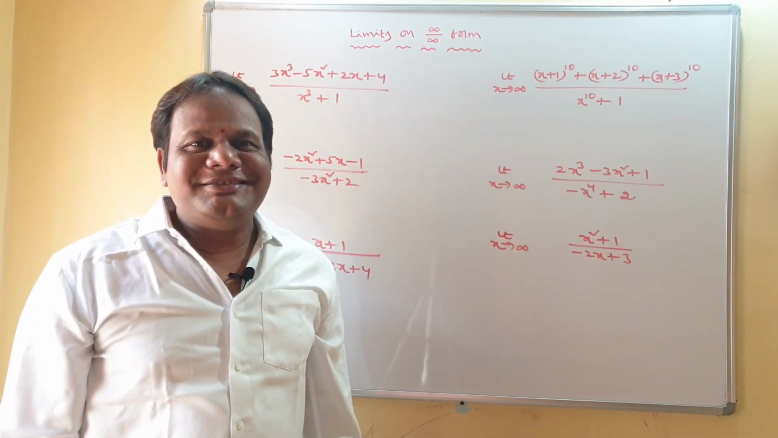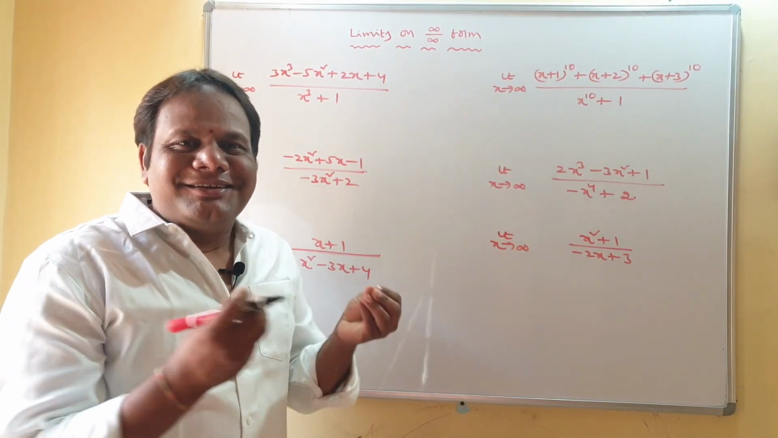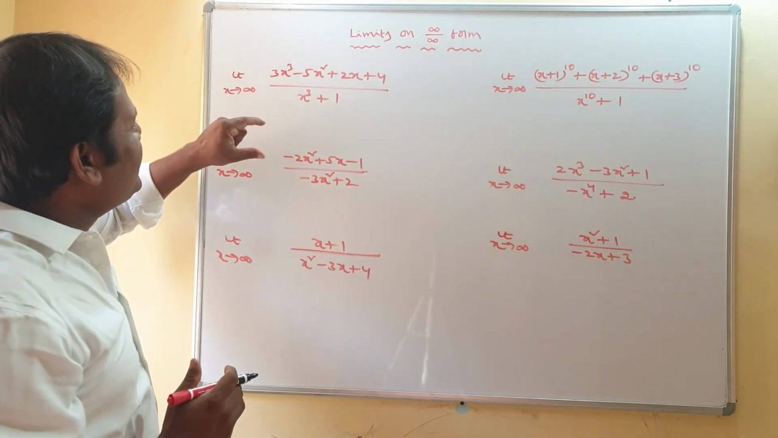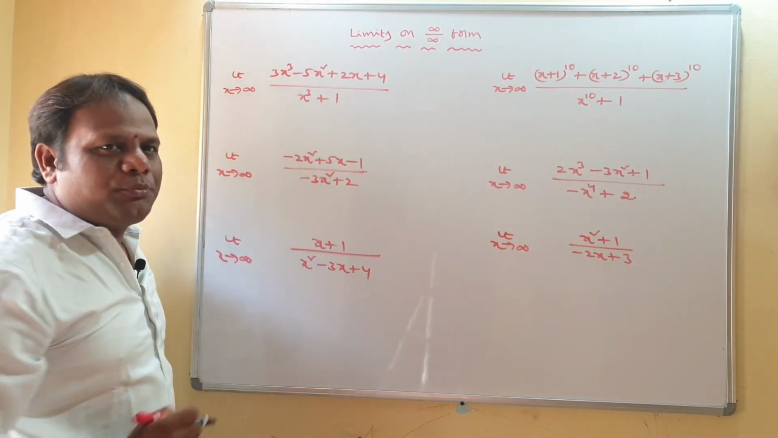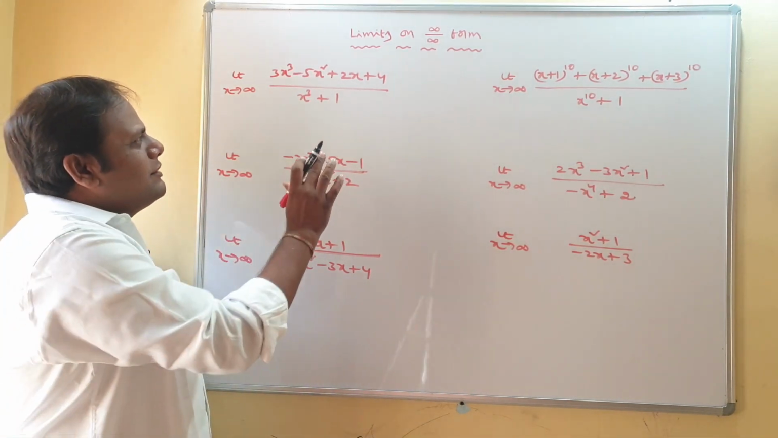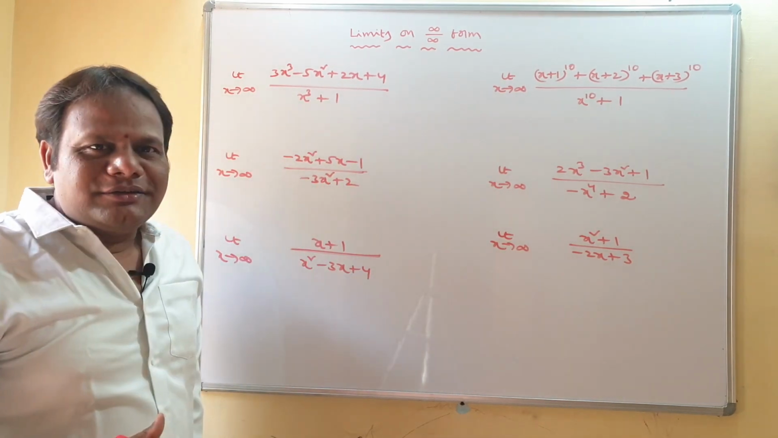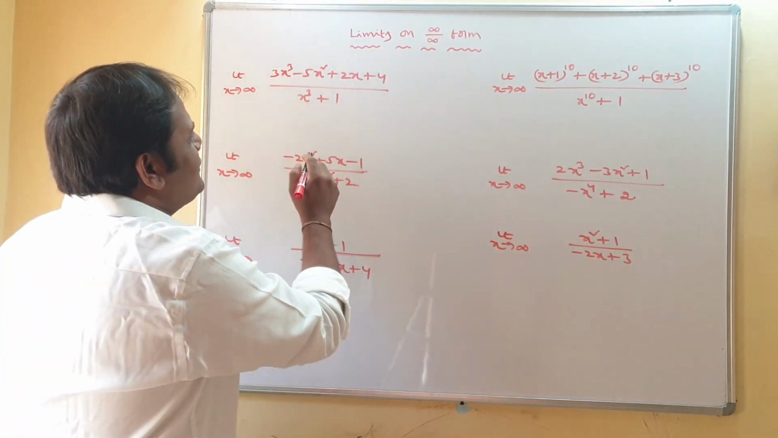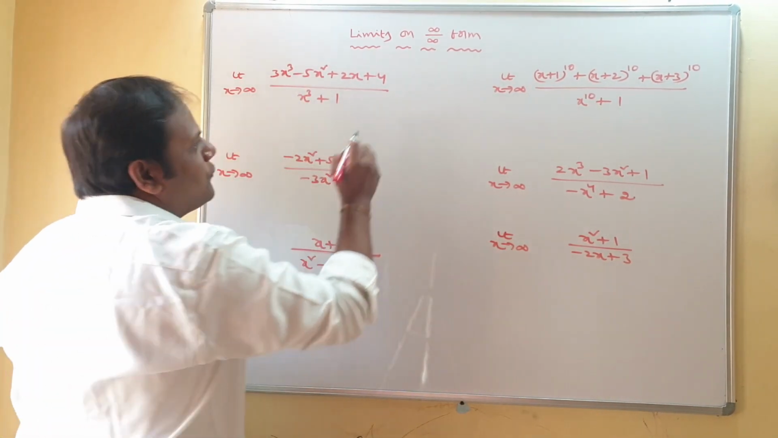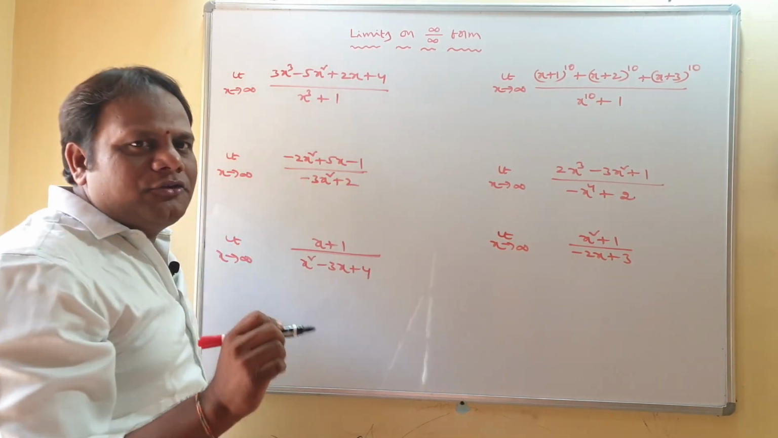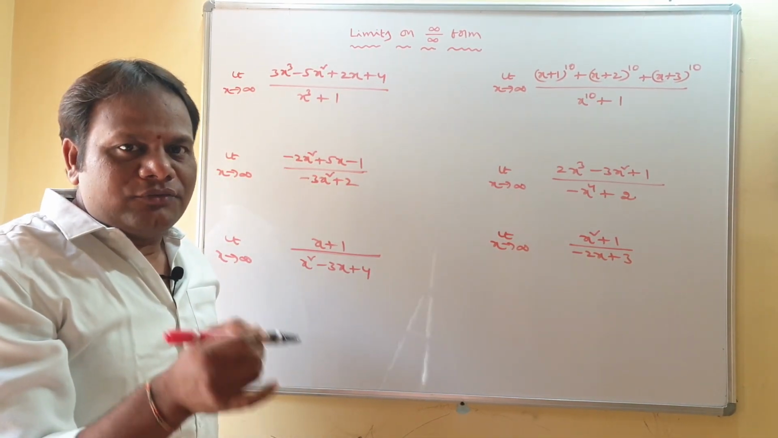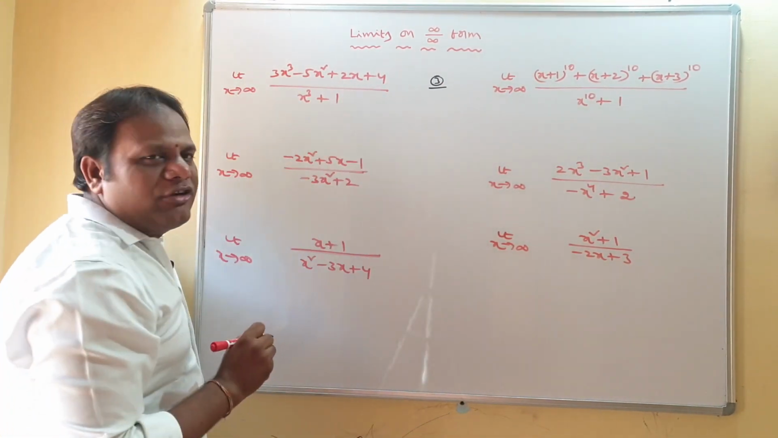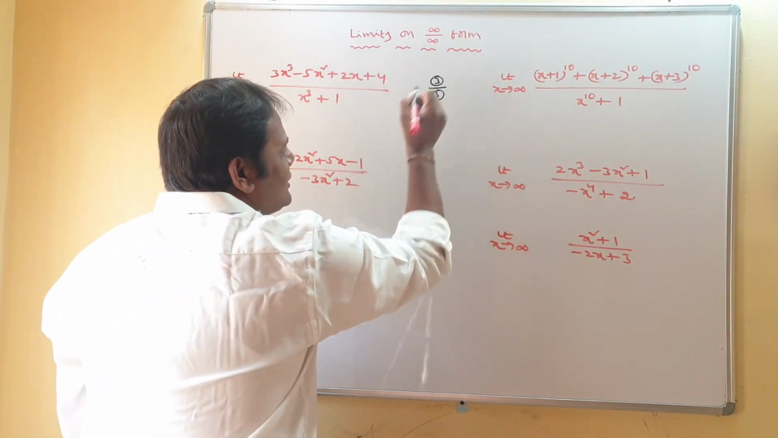Now I give you the easy method to give the answer within a few seconds. See, limit x tends to infinity of a polynomial by some other polynomial. Here I don't want to go through the procedure. Easily we can give the answer. Just you observe the degree of the numerator. What is the degree of the numerator? I mean, what is the highest power in the numerator? That is 3. What about the highest power in the denominator? Yes, that is also 3.